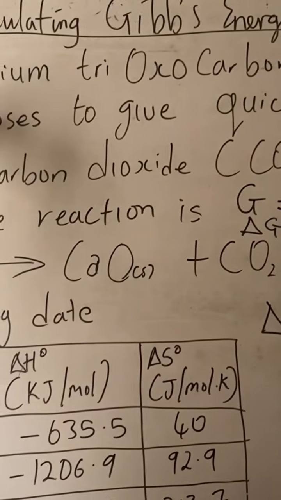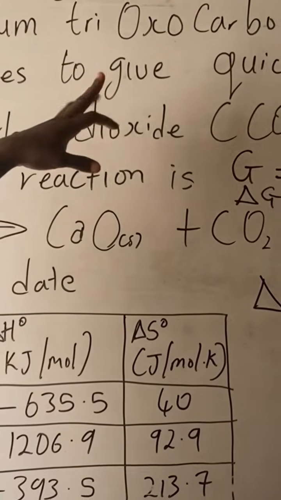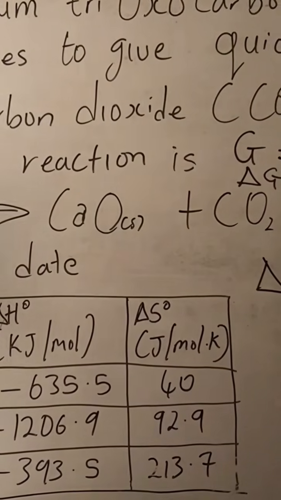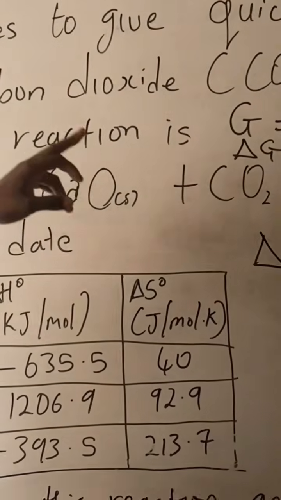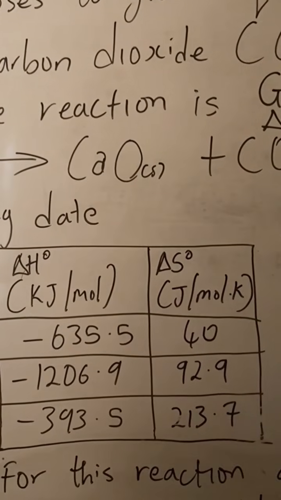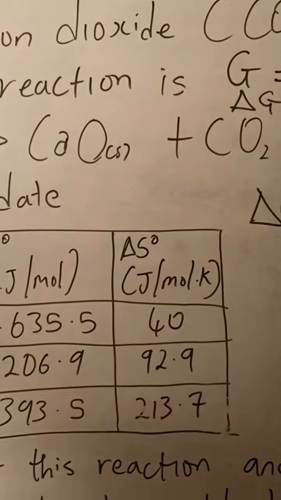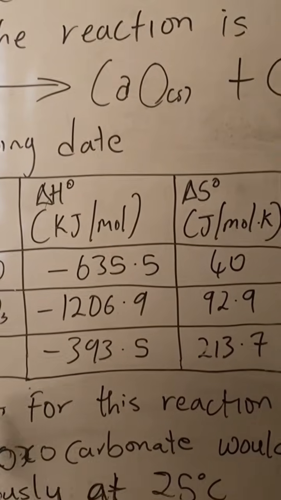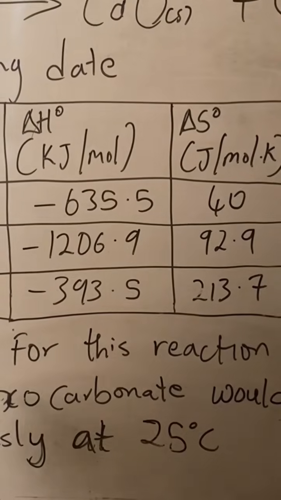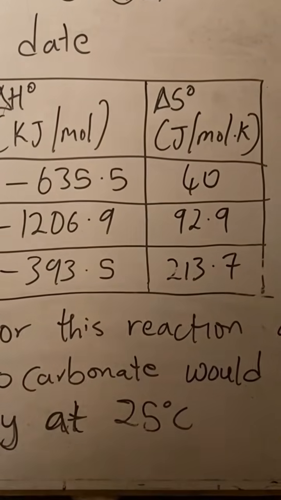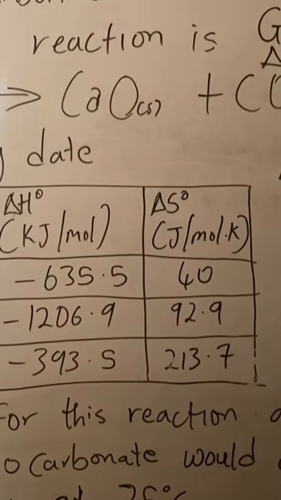Limestone, or calcium carbonate, decomposes to give quicklime and carbon dioxide. The equation for this reaction is given as calcium carbonate to give calcium oxide plus carbon dioxide. Calculate the delta G for this reaction and state if calcium carbonate will decompose spontaneously at 25 degrees Celsius.